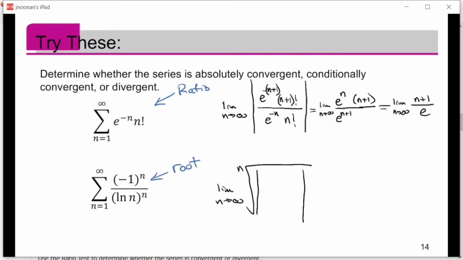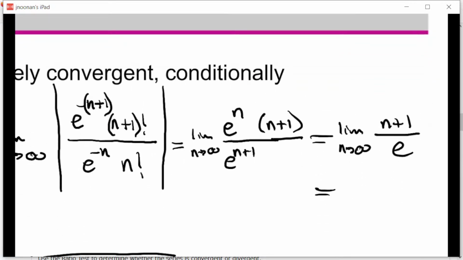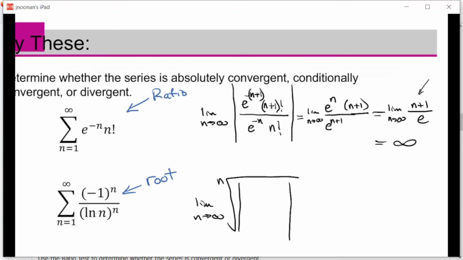All right, final step is the limit. Haven, what's the limit of that thing? So n's getting really big, so that numerator gets huge. It is infinity, yes, very nice. So it's a big number over e, which is infinity. So this thing is greater than 1, which means this diverges.